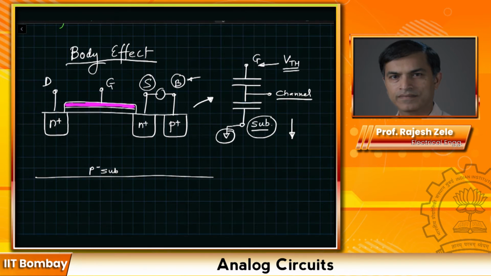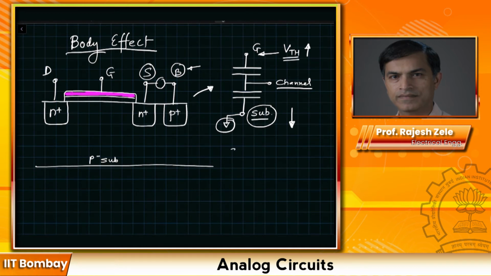So if you look at this analogy, then you can convince yourself that, of course, if the substrate potential goes down, then I need to increase the gate voltage further to get a channel formed under the gate. And this is exactly what happens. So intuitively speaking, if substrate V sub is reduced compared to V source, then VTH required will increase. The voltage that you need to apply to the gate will increase. And this effect is called body effect.